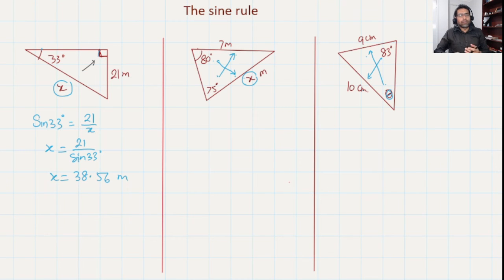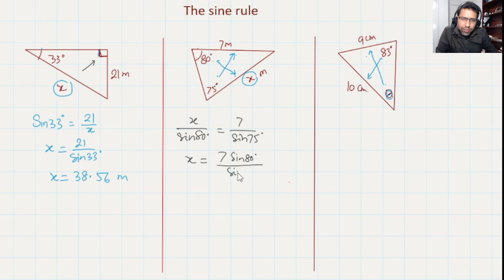Okay, let's start solving the other 2 problems now using the sine rule. As you can see, now we have the angle associated with the arms, and the angle associated with the arms, and out of these 4 parameters the side is unknown. So we can straight away write down the side over sine of that angle equal to the other side over sine of its angle, 75 degrees. And now if I make x the subject, it will be 7 sine of 80 degrees over sine of 75 degrees.